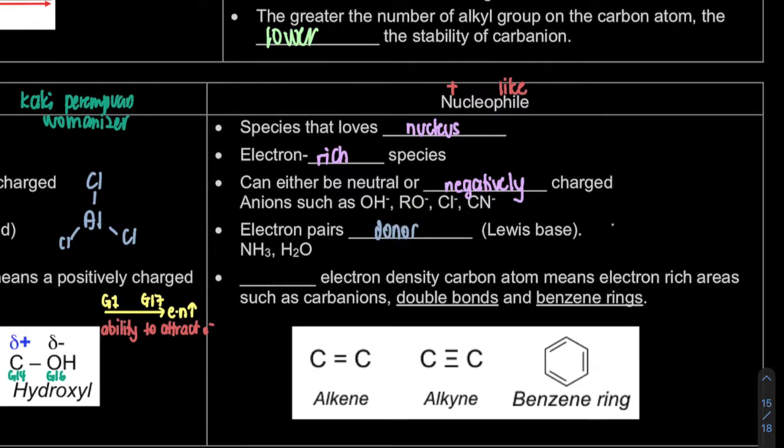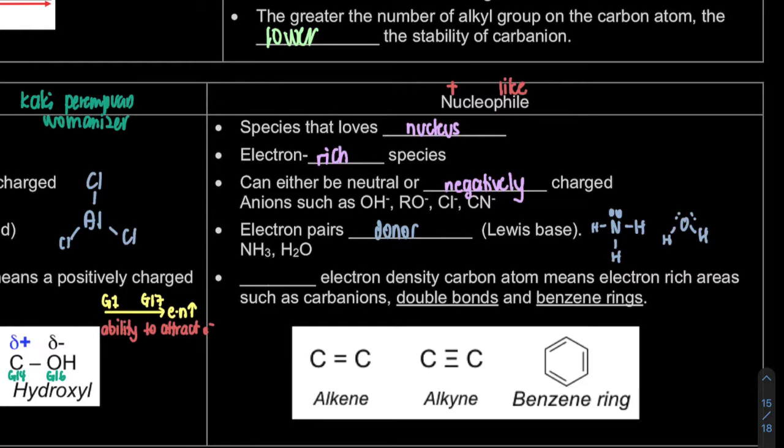Okay, remember that when we draw our NH3 here, we do have a lone pair on the nitrogen. And for the water, actually we have two lone pairs. So this electron pair means that it is an electron-rich species. And when it is an electron-rich species, it can be donated. So that's why it is your nucleophile. Love nucleus, sebab dia dah banyak electron kan?